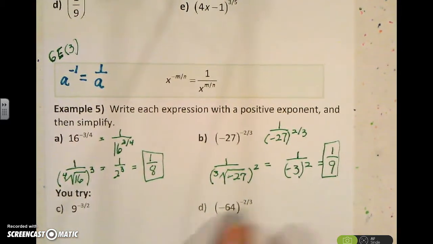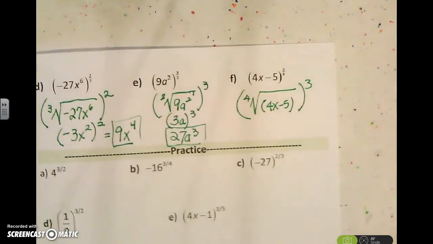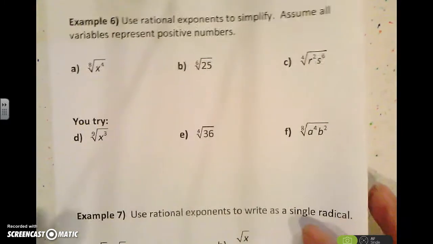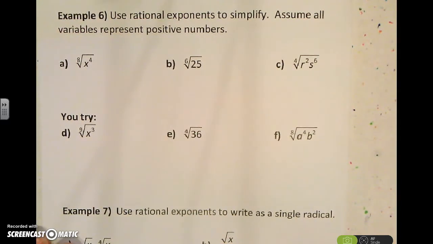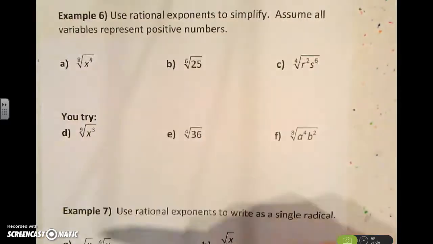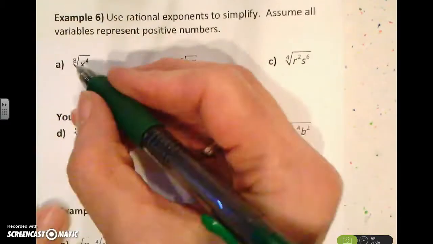I believe I will do one more example, and then we will call it a day and pick this up in the next class. I just want to show you one of these off of example 6. And these next 2 examples, we have to go the other way.